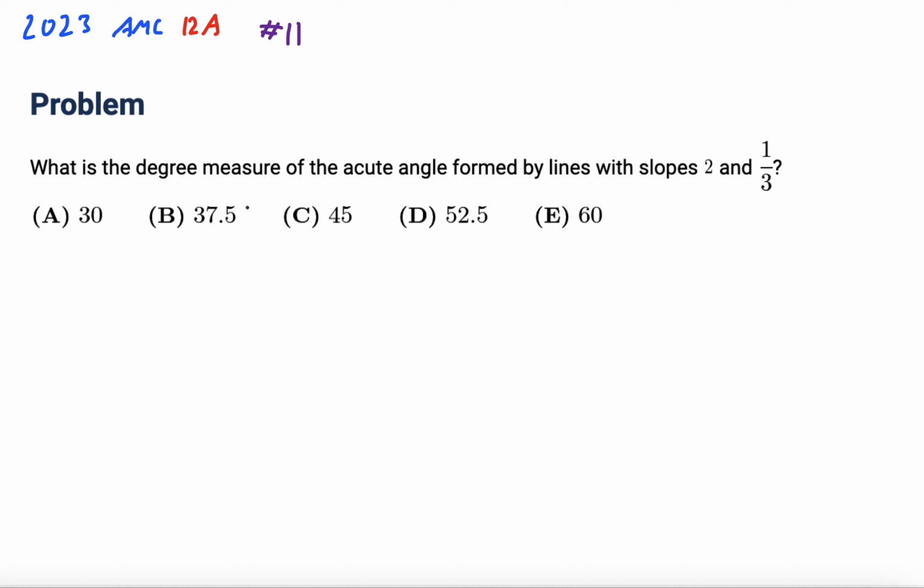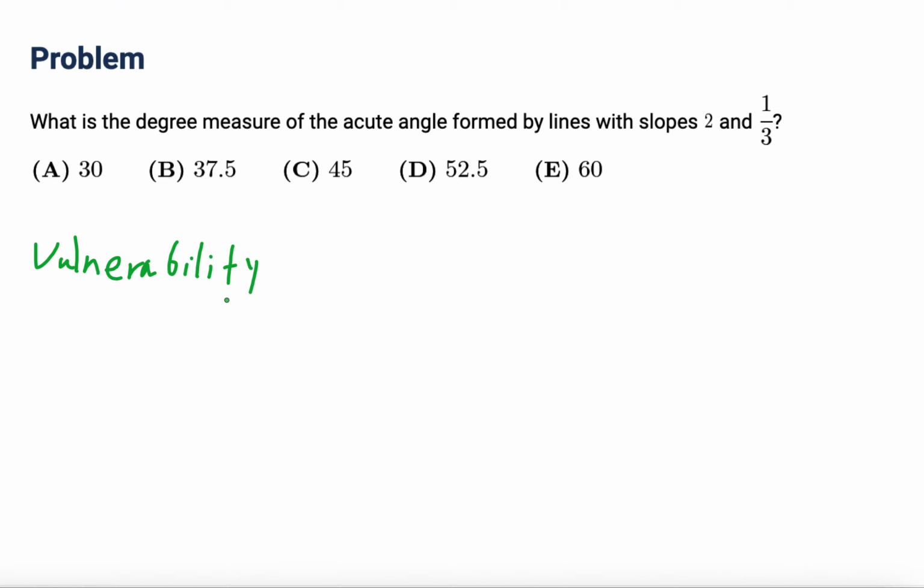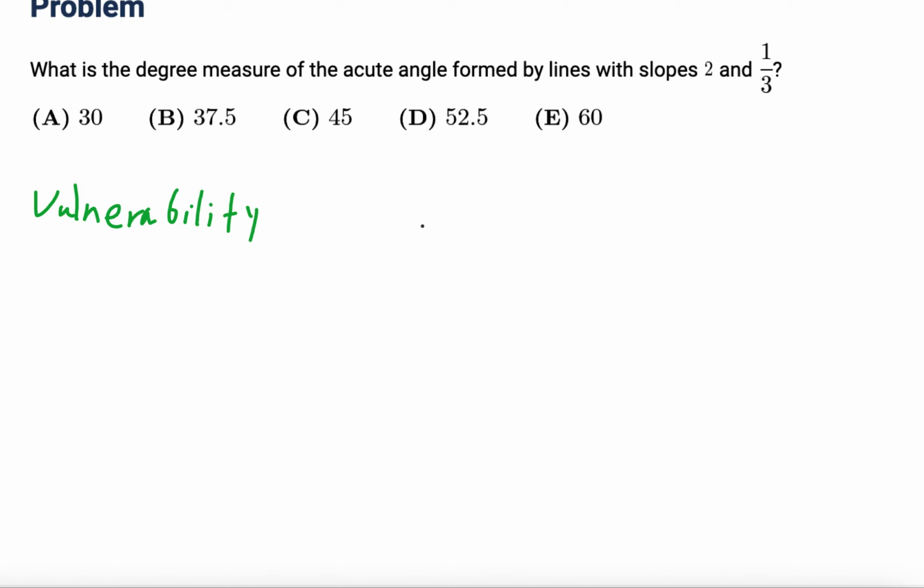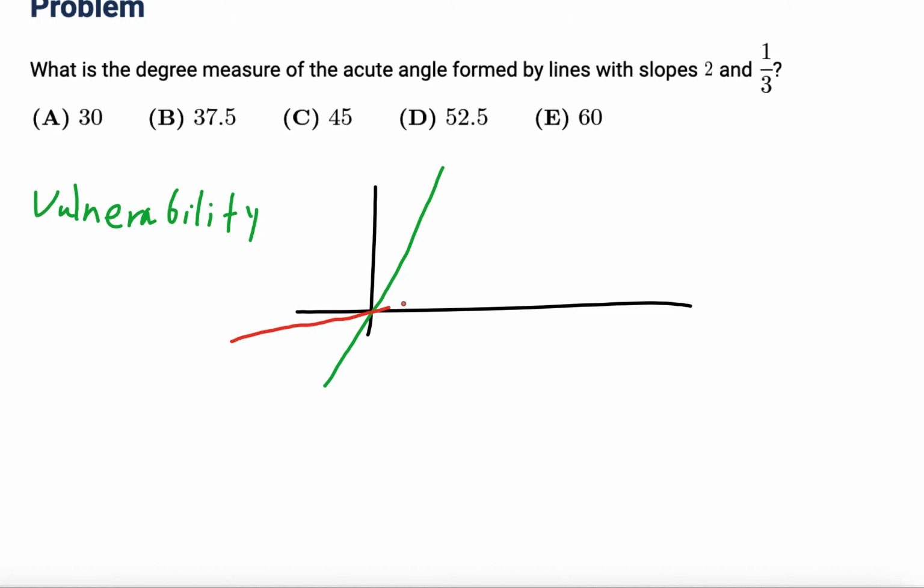And now it's time for a little moment of vulnerability. This is where I share with you a story that's quite embarrassing, of my performance on the AMC. Believe it or not, the way I tried to solve this problem was like this. If you have a line with slope 2, then of course it looks like this. You have a line of slope 1/3, which looks like this.